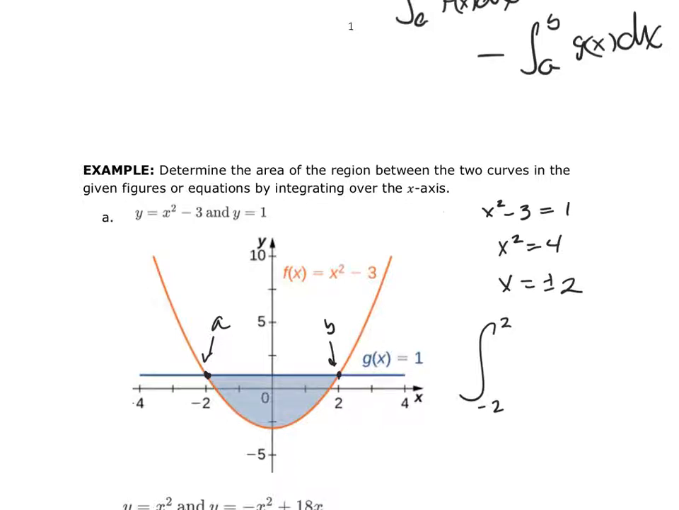Now here's the thing though. This is symmetric. So in other words, I could just do it from 0 to 2 and multiply the answer by 2. And that would work too.